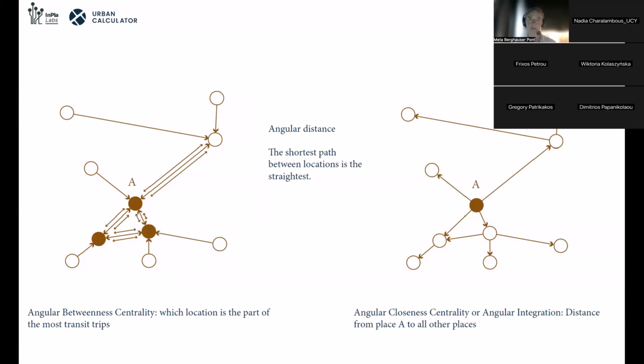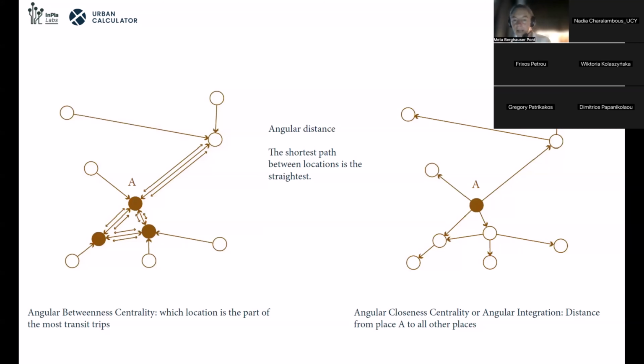And I think most of you are familiar with them, but I will still explain them because maybe there are a few people not so familiar with these measures of centrality. We have, on the one hand, angular betweenness centrality, which tells us which location is part of the most transit trips. So if you walk or drive from every location in a city to every other location, there are certain streets that you always or more often pass through. And this passing through is what the betweenness centrality informs us about.